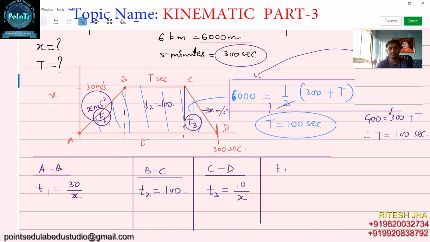Absolutely. And then using that, we know that t1 plus t3 is equal to 300. So 30 over x plus 10 over x.